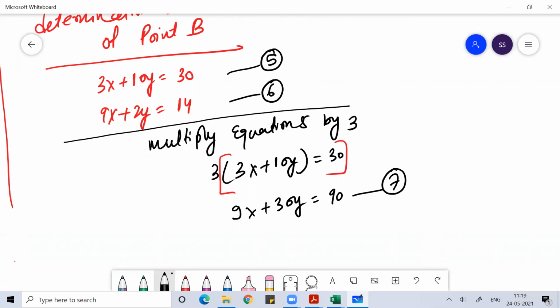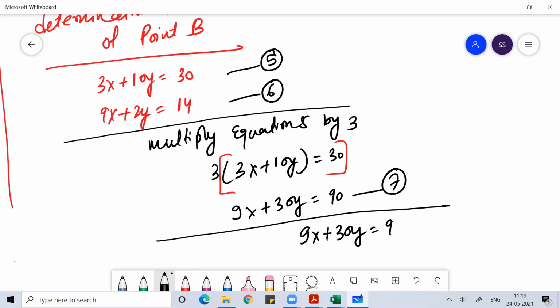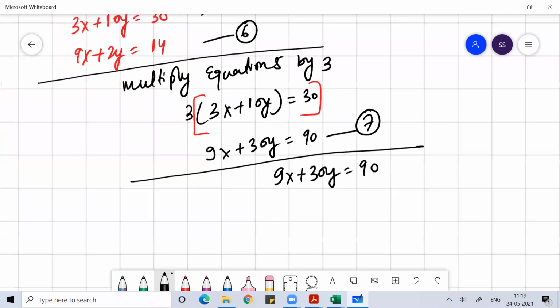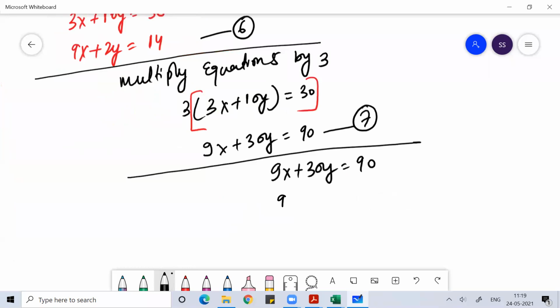Now what I did is multiply equation 5 by 3. So now I got two equations. Equation 5 multiplied by 3 gives 9x plus 30y equal to 90, and the second equation, equation 6, was 9x plus 2y equal to 14.